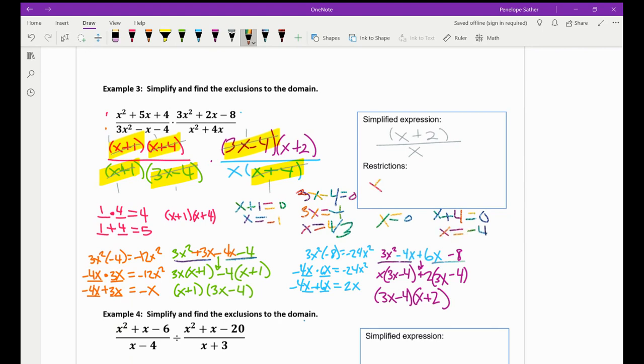So our restrictions, x can't be a lot of things this time around. x can't be negative 1. x can't be positive 4 over 3. x can't be 0, and x can't be negative 4.